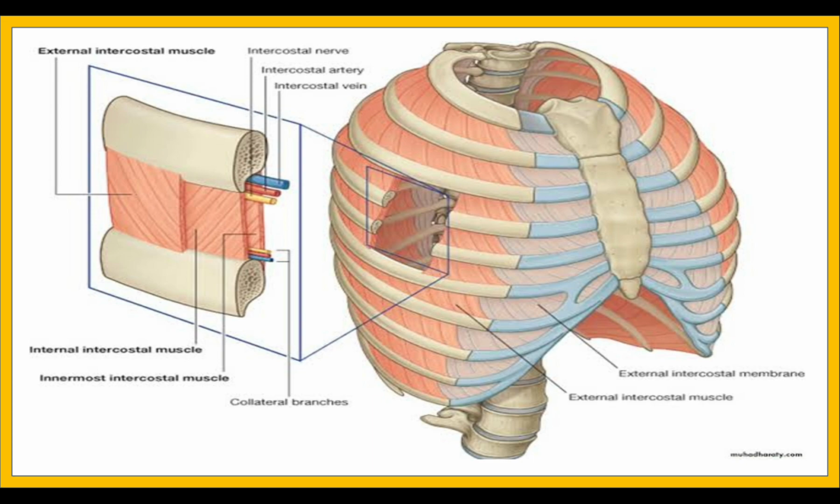Now in the intercostal space, the order from superior to inferior is VAN: first the intercostal vein, then the intercostal artery, and then the intercostal nerve. This intercostal nerve's collateral branch is small. If here is the intercostal nerve, its collateral branch will be supplying here. Collateral branch here.